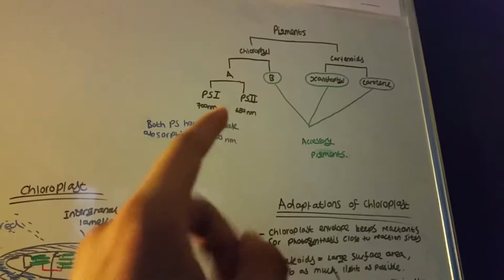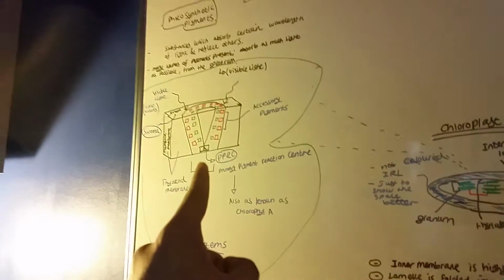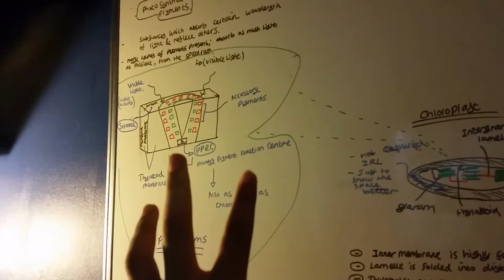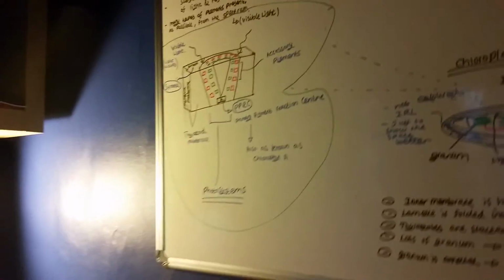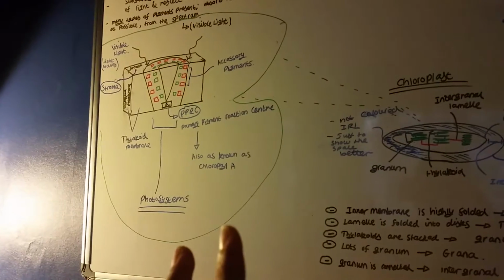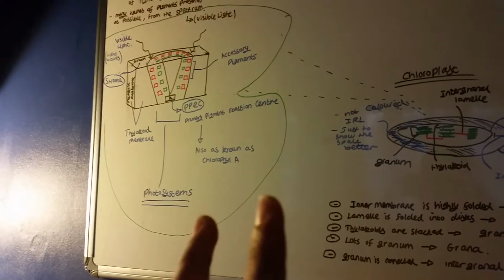Within chlorophyll A, you have 2 photosystems, which are these. Photosystem 1 and 2, they look identical. You can't tell the difference by appearance.